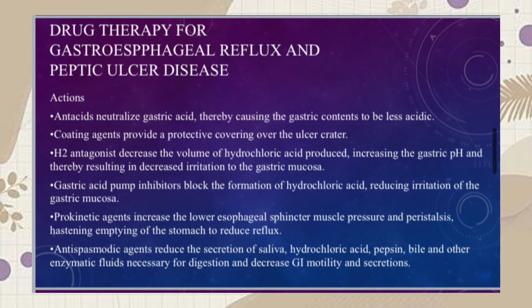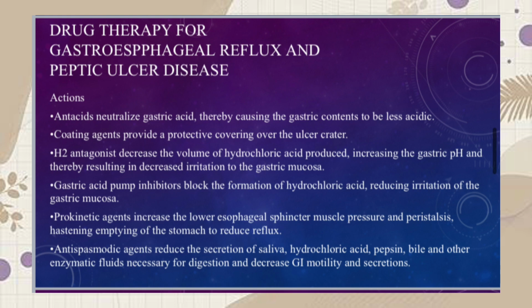Drug therapy for gastroesophageal reflux and peptic ulcer disease. Actions: antacids neutralize gastric acid, thereby causing the gastric contents to be less acidic. Coating agents provide a protective covering over the ulcer crater. H2 antagonists decrease the volume of hydrochloric acid produced, increasing the gastric pH, thereby resulting in decreased irritation to the gastric mucosa. Gastric acid pump inhibitors block the formation of hydrochloric acid, reducing irritation of the gastric mucosa.